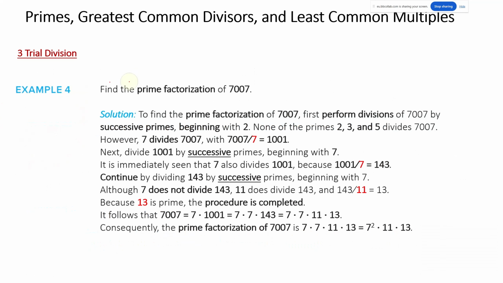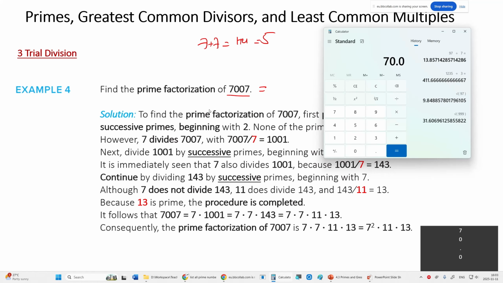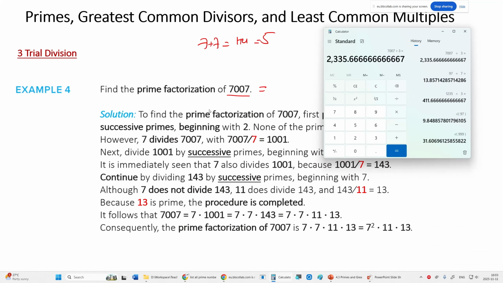Okay, another example: find the prime factorization of this. Basically, what we have to do is start with this number and try to divide by 2. We can't, because dividing by 2 will have some remainder. Then 3: 7 plus 0 plus 0 plus 7 is going to be 14, and 1 plus 4 is 5. 5 is not a multiple of 3, so it's not going to be divisible by 3. We can also prove it like this. Divided by 3, see, there's a remainder.